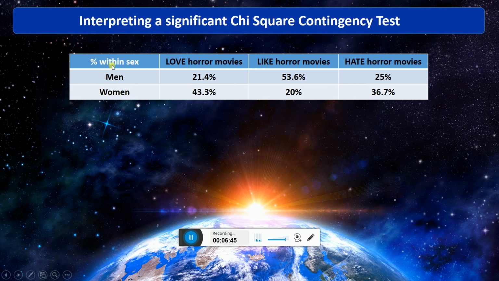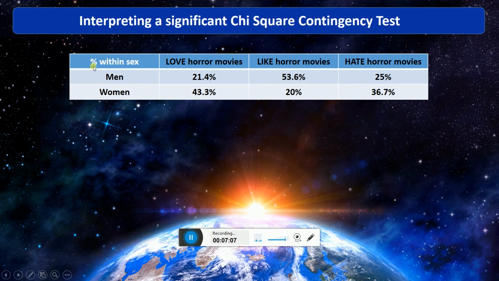All right, so you are going to look at the percentage of people within one of the variables. In this case, I'm going to look at percent within sex. And then I'm going to show you what it would look like if you looked at the percent within the other variable, which would be percent within horror movie.